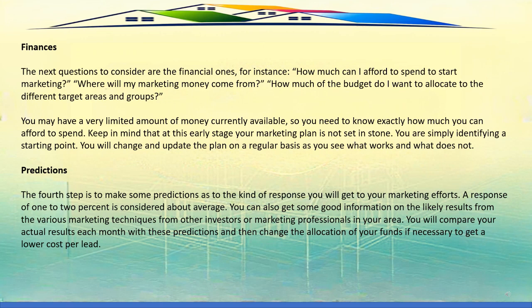Predictions. The fourth step is to make some predictions as to the kind of response you will get to your marketing efforts. A response of 1 to 2% is considered about average. You can also get some good information on the likely results from the various marketing techniques from other investors or marketing professionals in your area. You will compare your actual results each month with these predictions and then change the allocation of your funds if necessary to get a lower cost per lead.